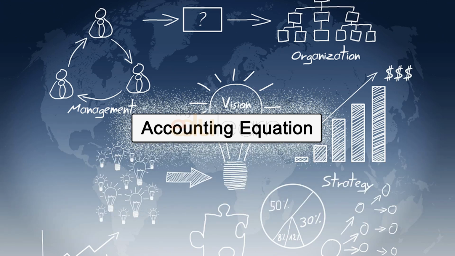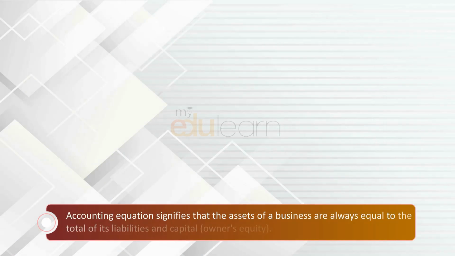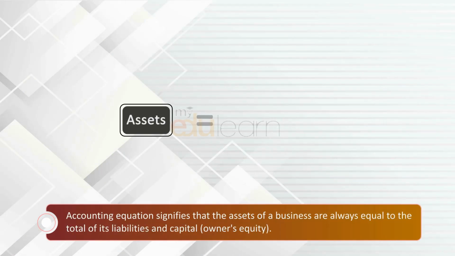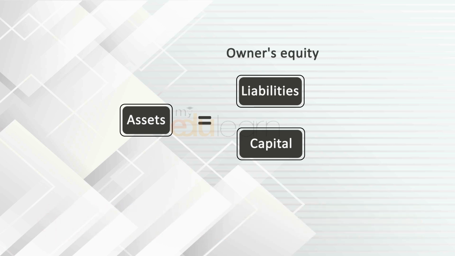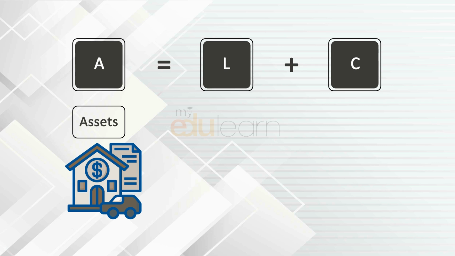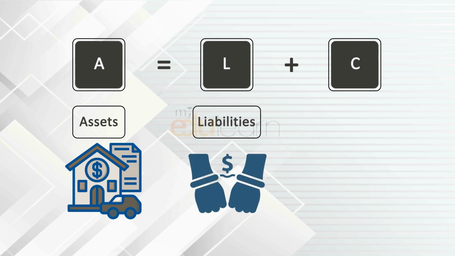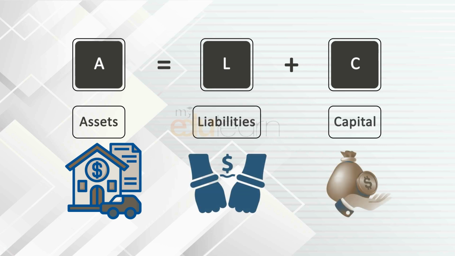Accounting equation. Accounting equation signifies that the assets of a business are always equal to the total of its liabilities and capital, owner's equity. The equation reads as follows: A is equal to L plus C, where A is assets, L is liabilities, C is capital.